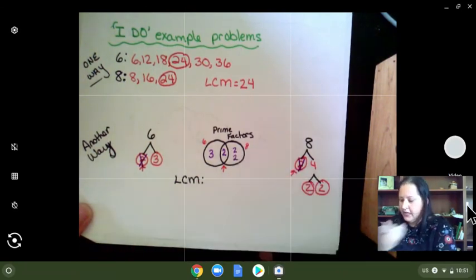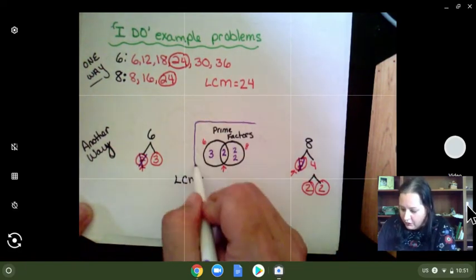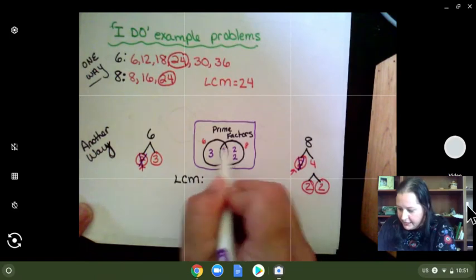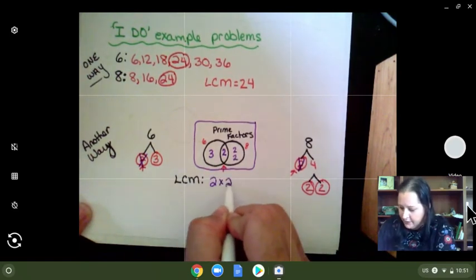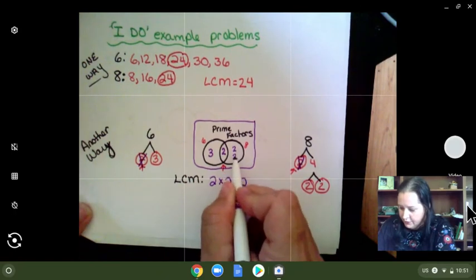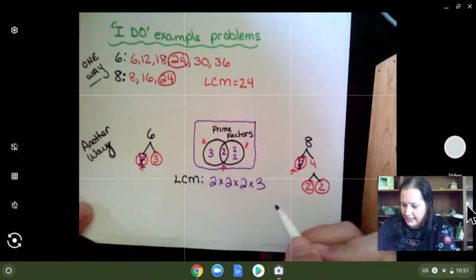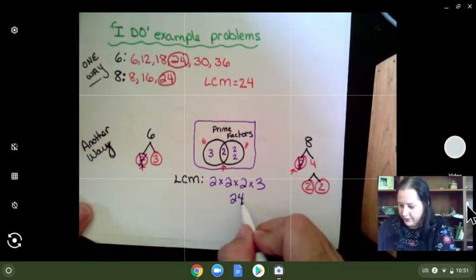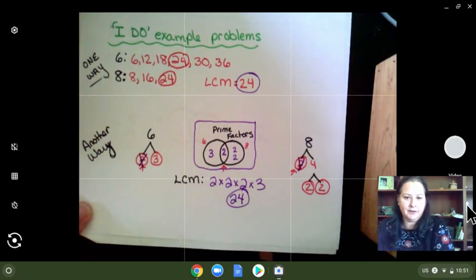And then to find the least common multiple, you just use all of the numbers inside the Venn diagram. So this one will be 2 times 2 times 2 times 3. So this is 4 times 2 is 8, 8 times 3 is 24. And look there, we have our least common multiple.